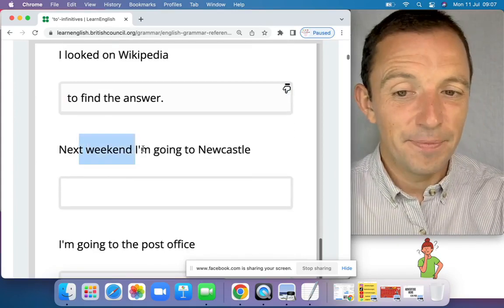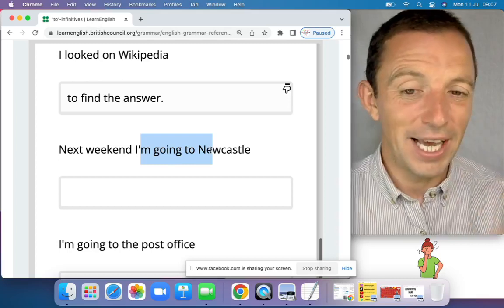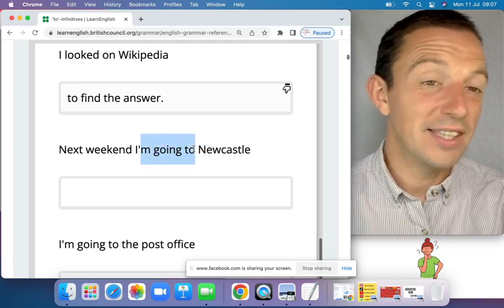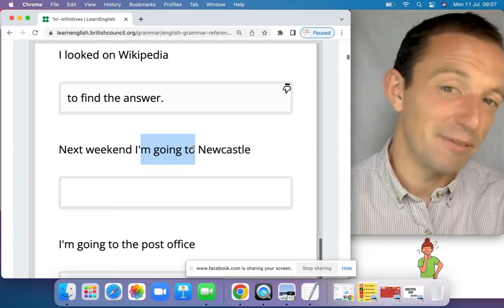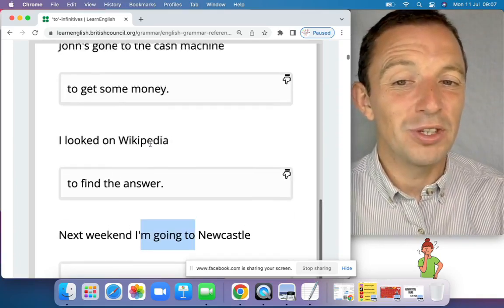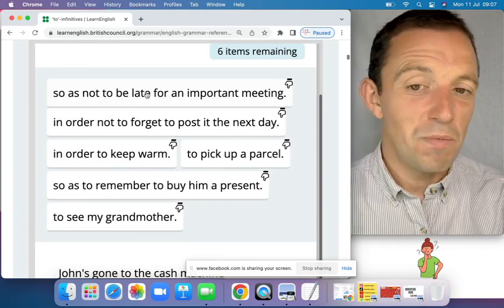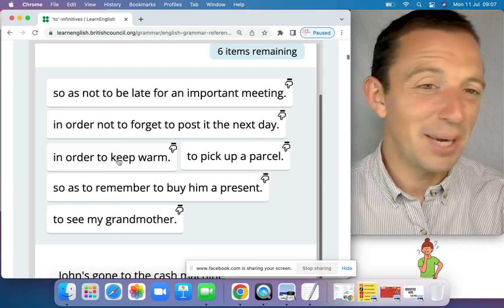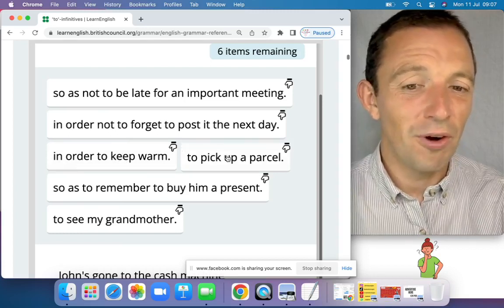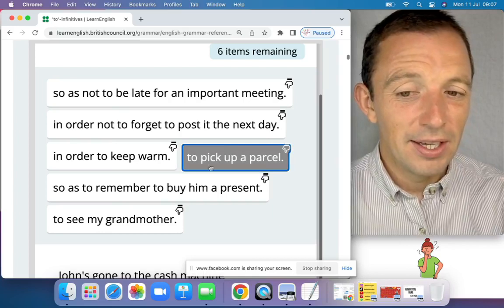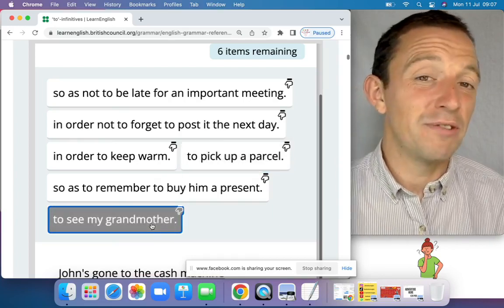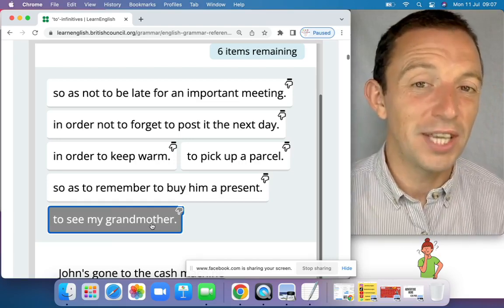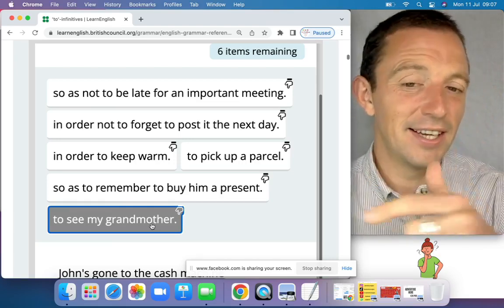Next weekend, I'm going to Newcastle. This structure, I am going to, is typically the structure expressing the future. Number 1, no. Number 2, no. Number 3, in order to keep warm, definitely not. Number 4, maybe. Or, to see my grandmother. So you have 2 possibilities. I think probably to see my grandmother is more logical. What do you think? Let's select to see my grandmother.